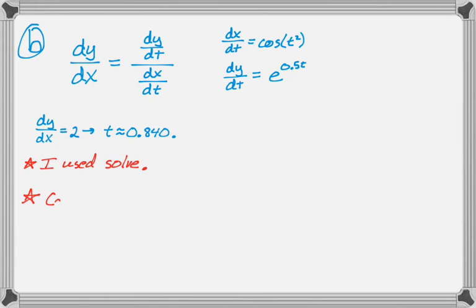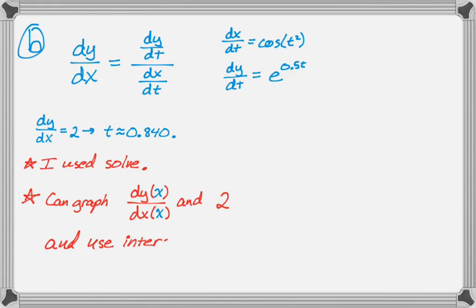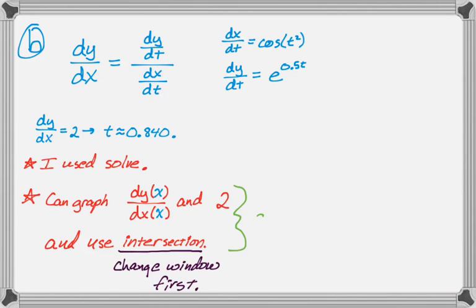The safer thing to do is to actually graph dy of x divided by dx of x. You have to use x or it won't graph. And also graph 2, and use the built-in intersection. Make sure you change your window before you do that, because there are a lot of solutions to this outside of the interval, and this is a safer method. I always recommend my students do that rather than use solve, but in this particular case, solve actually worked for you.